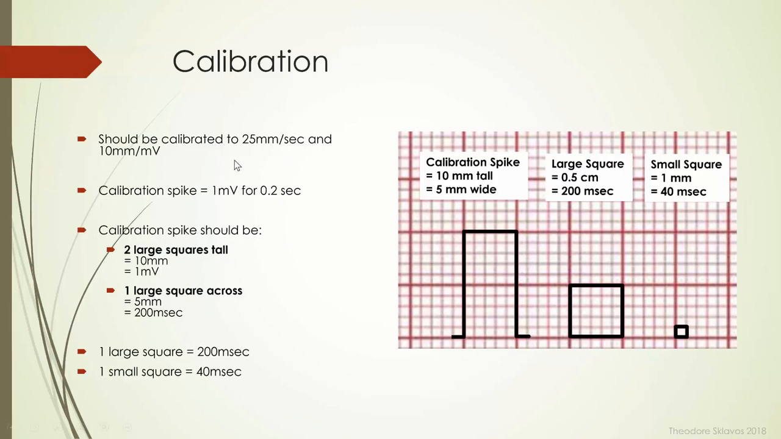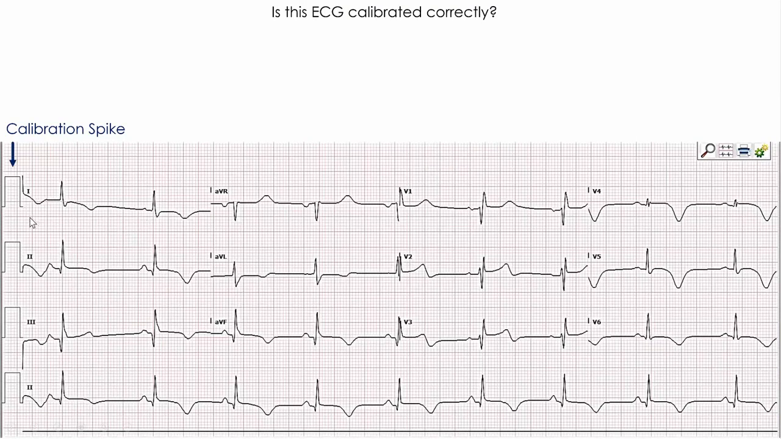The point is, if the calibration spike is the right size, then it's calibrated correctly to those numbers. So the correct size for a calibration spike is 2 large squares tall, as you can see here, and 1 large square across. So if we go back to our previous slide, we can see calibration spike, yep, 2 large squares tall and 1 large square across.